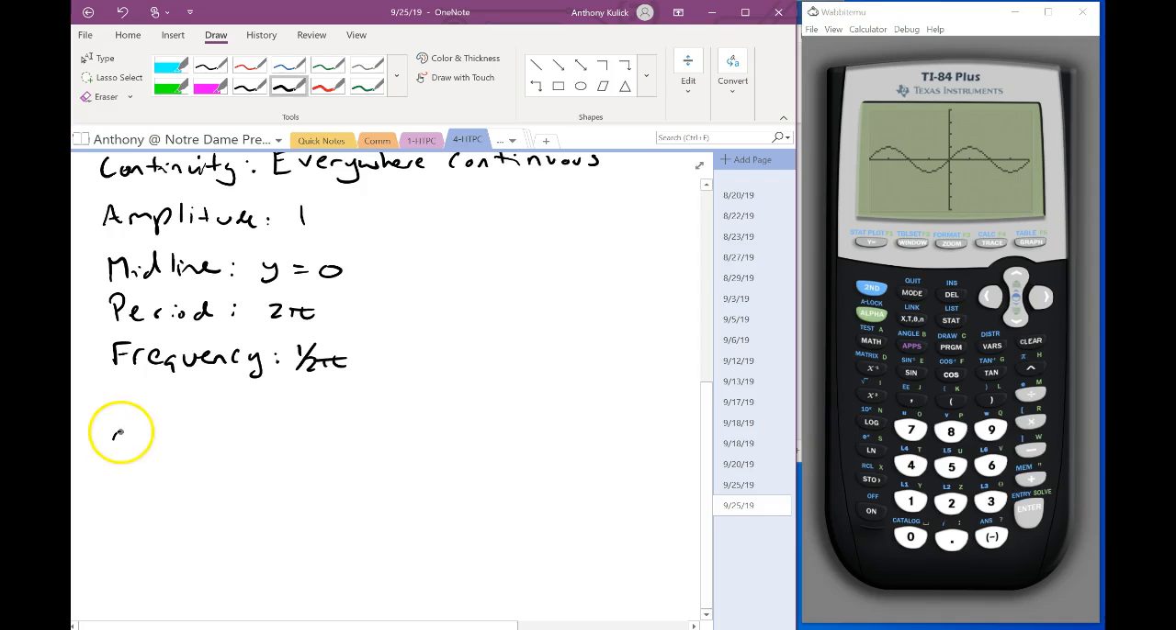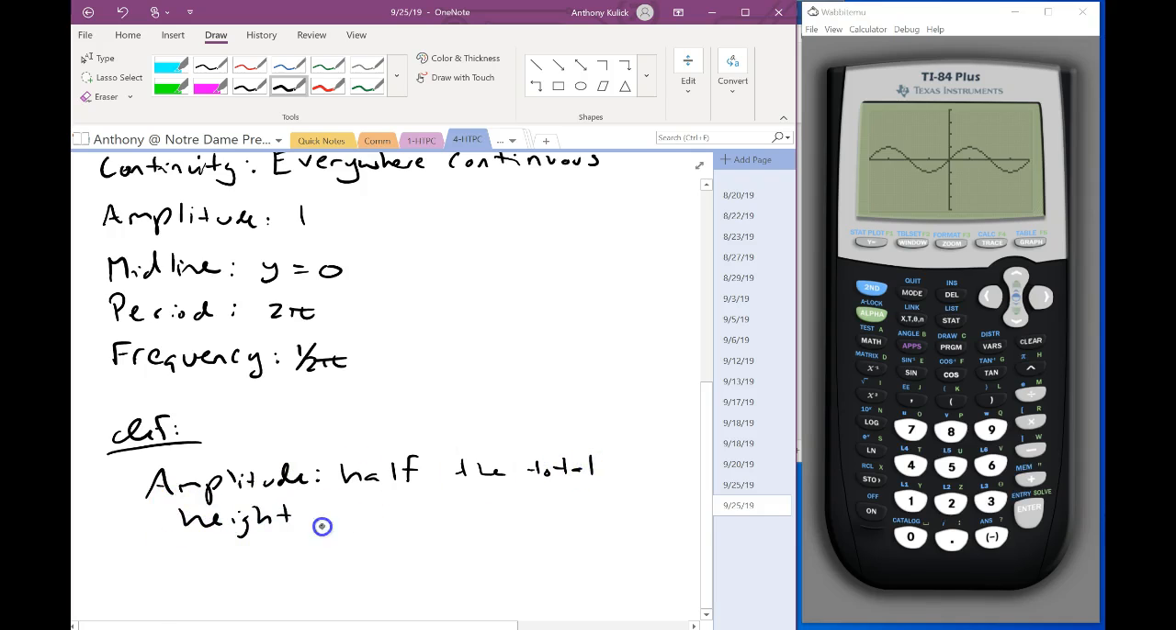So let's define some things here then. We have 4 things that we need to define. The first one is the amplitude. And we say that the amplitude is half the total height of the wave.